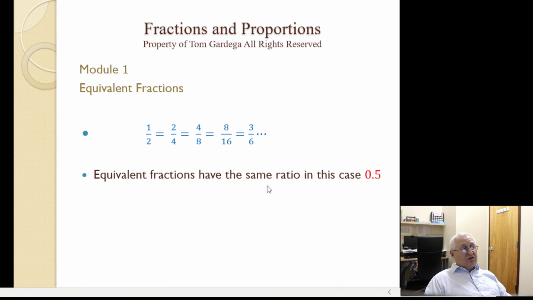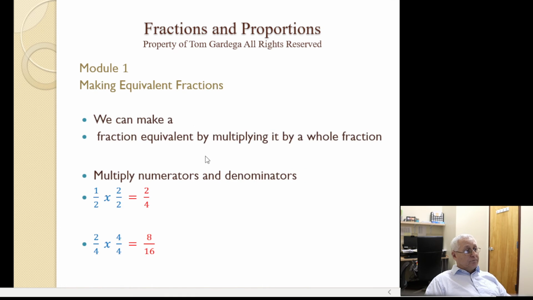Equivalent fractions have the same ratio. That is, when we divide the numbers, we get a decimal. So if I divide 1 by 2, I get 0.5. If we divide 2 by 4, you will also get 0.5. If you divide 4 by 8, you will also get 0.5. 8 divided by 16 and 3 divided by 6 will all give you 0.5. That's our ratio, and the ratios are the same for all of them, therefore they are equivalent.